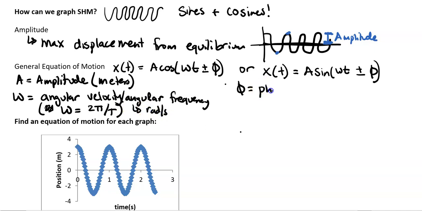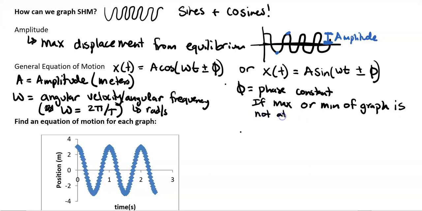B, again, is a phase constant. If the max or min of the graph is not at 0, we will have one of these. While if the max or min is at x or t equals 0, like in the graph I drew above, let's say this is x and this is t, then we do not have a phase constant.